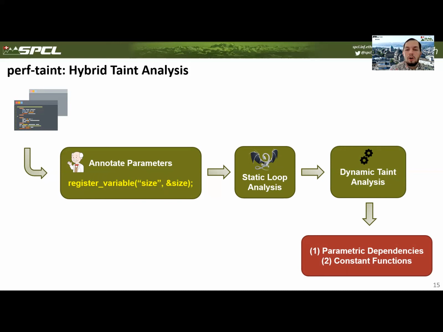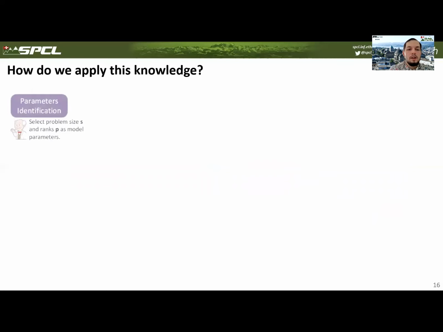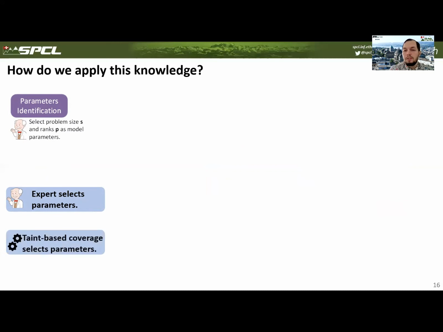So now let's take a look at how these results can be used to improve the workflow of performance modeling. First of all, instead of relying on user expertise to select the most important parameters, we can provide a taint-based coverage. Simply count the number of functions and loops affected by given parameters. This metric can help the user to detect which parameters are actually the ones they should be interested in.